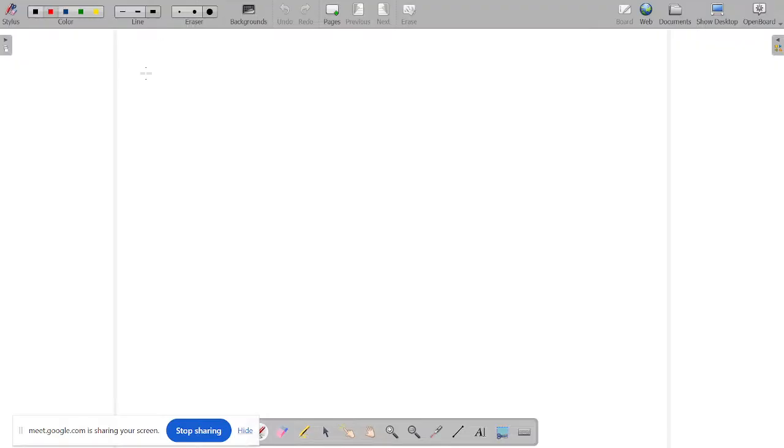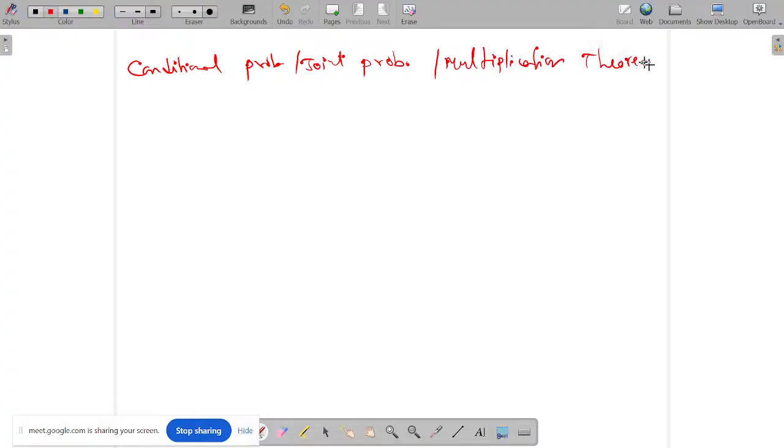Continuation of the concept related to conditional probability or dependent and independent events. Conditional probability, or what you call joint probability, and we'll be defining something called compound probability, and the theorem related to this is called the multiplication theorem. So we also use the term compound probability, right?